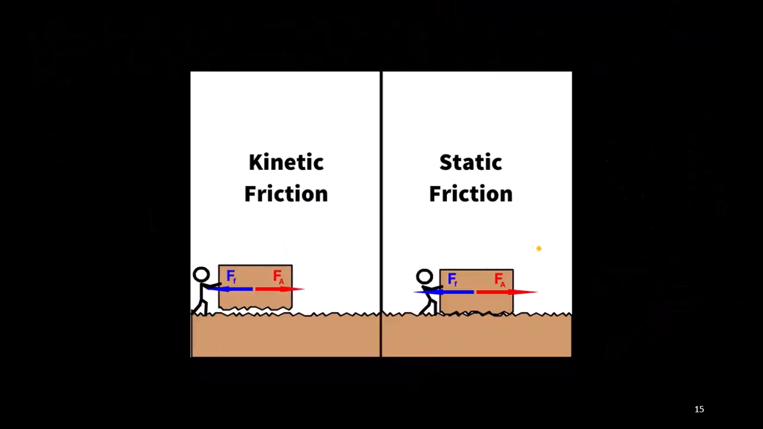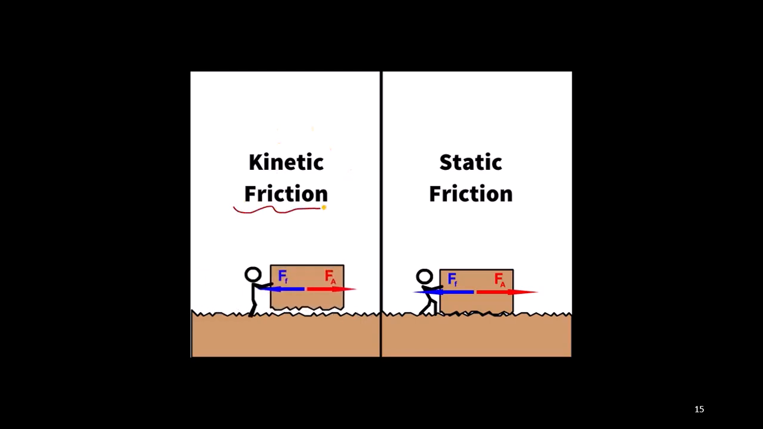Okay. So regarding friction, there may be two types: one is called kinetic friction and the other is called static friction. So what is kinetic? Kinetic means when the body is moving. Let us say the body is moving on the surface.